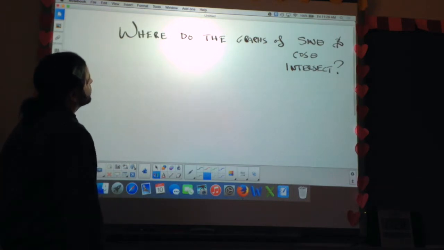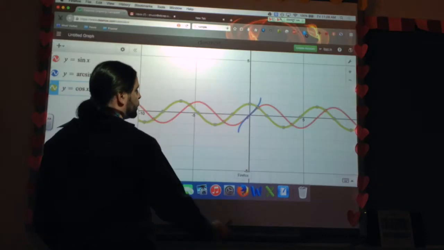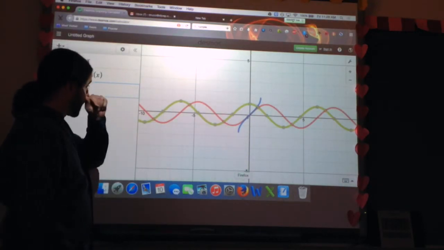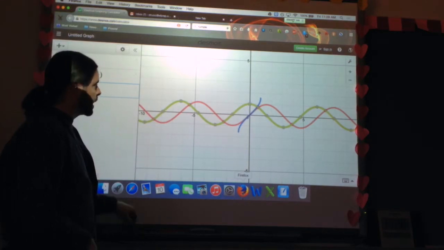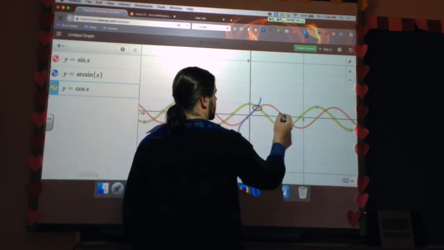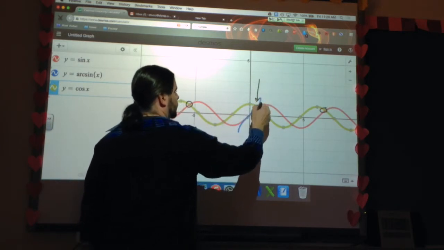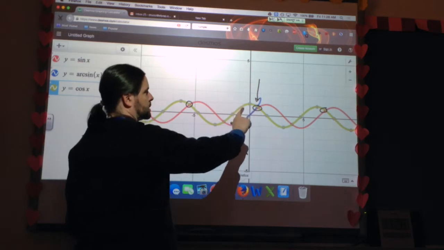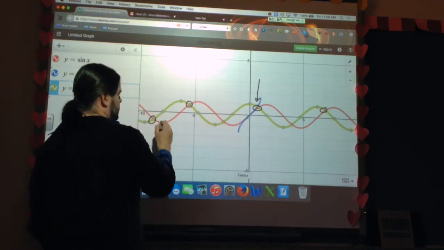How about this one? Where do the graphs of sine and cosine intersect? Now, if we take a look at this, this is the graph we were looking at before. The red graph is sine, the green graph is cosine. You can see that it meets here, here, and here. In fact, you could probably see that we could just figure out that spot and know that every period we're going to hit that spot. And the same thing is true down here.